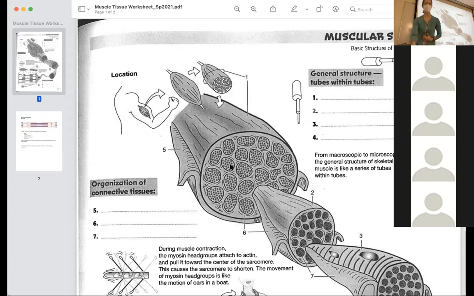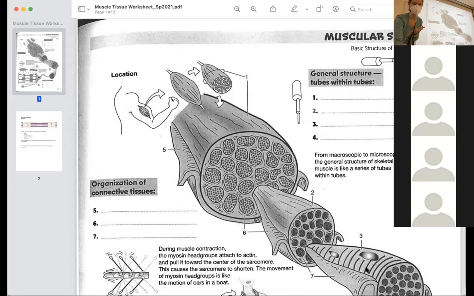Okay. So you have a fascicle right here, and then within each fascicle, what are there a bunch of? Muscle fibers. Yeah. So muscle fibers or myofibers, those are the individual muscle cells. So here you have, what are we, 3? Yeah. This is going to be a muscle cell. And we still have more tubes within that.